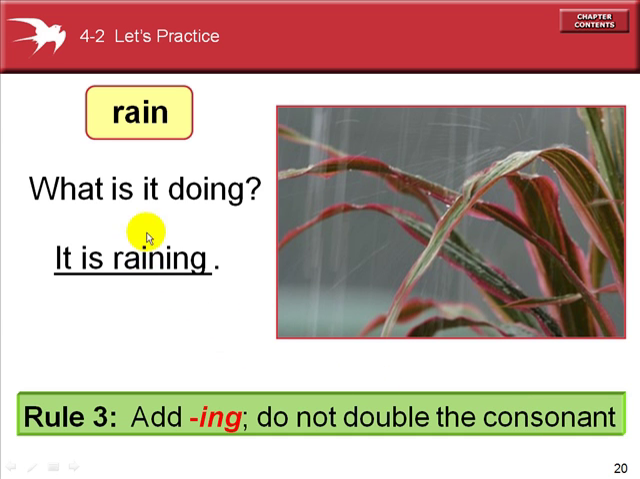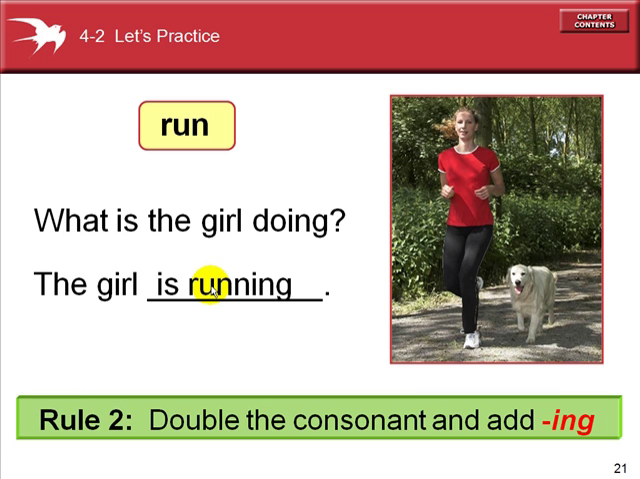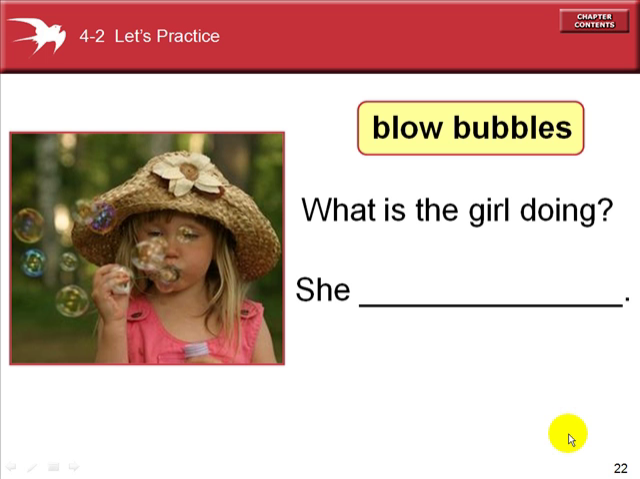Rain ends in two vowels and one consonant, so we just add the ing ending. What's the girl doing? The girl is running. Run ends in one vowel and one consonant, so we must double the consonant before adding the ing ending.